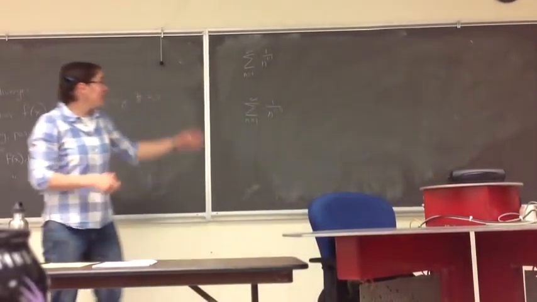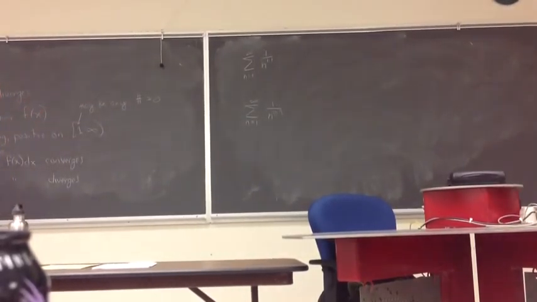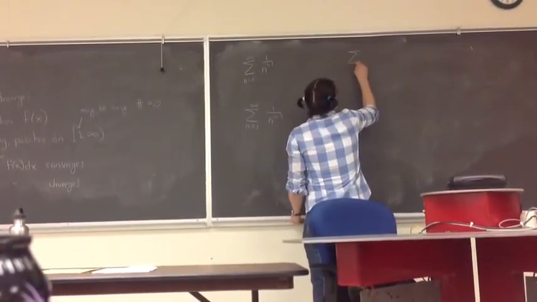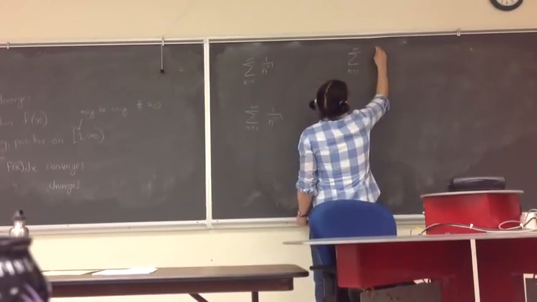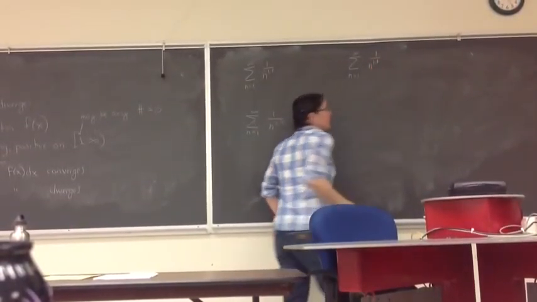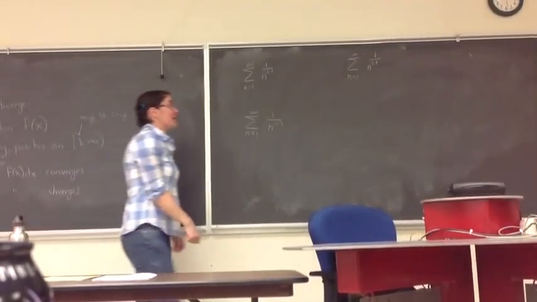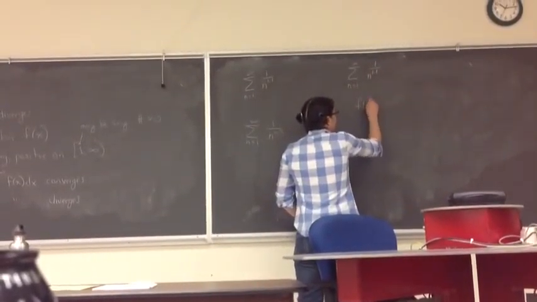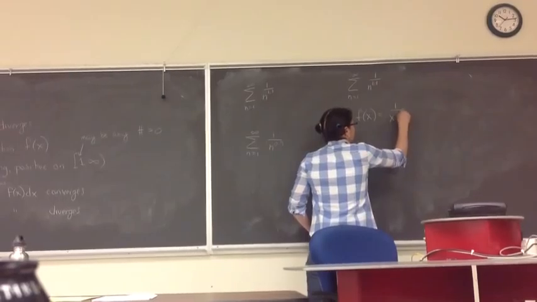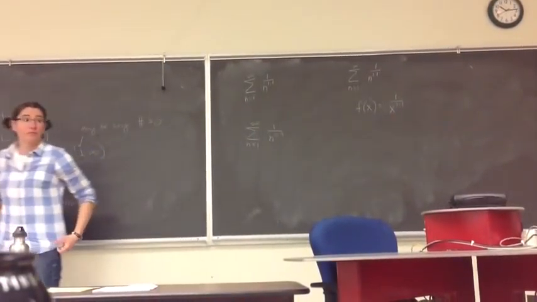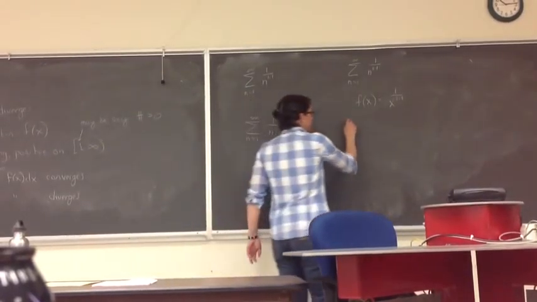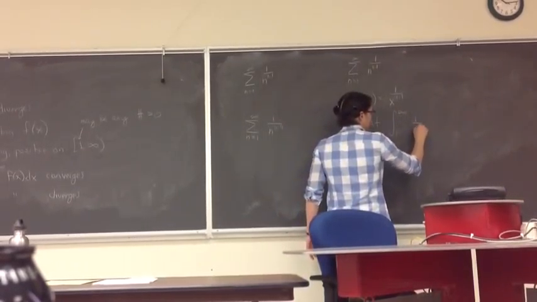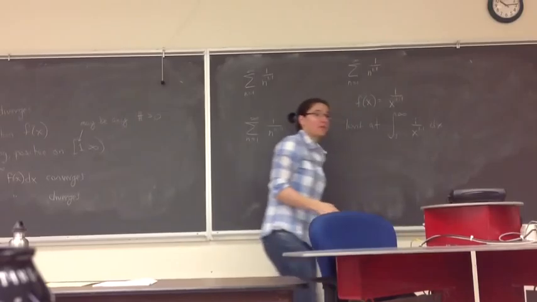Okay, so I asked you to take a look at these two particular series, and hopefully you said, okay, well, let's focus on this first one. We've got the sum where n goes from 1 up to infinity of 1 over n raised to the 1.1. And so I look at this example and I say, this looks an awful lot like the function f of x is equal to 1 over x raised to the 1.1. And so I might look at the integral from 1 to infinity of 1 over x raised to the 1.1 dx.